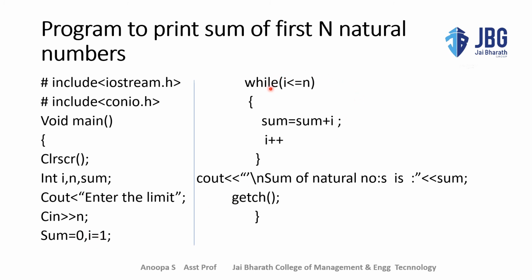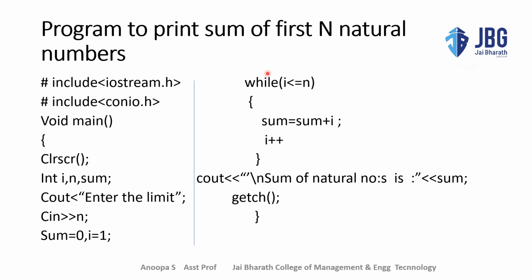So I am giving the test condition here, while i less than or equal to n. I am giving n as 3 and i is initialized to 1. So 1 is less than or equal to 3, so it will go into the loop. Here sum equals sum plus i. Sum is initially 0, so 0 plus 1. So I got the value 1 stored in the variable sum. See the update operation i plus plus. Okay, the semicolon is missing. There will be a semicolon here.